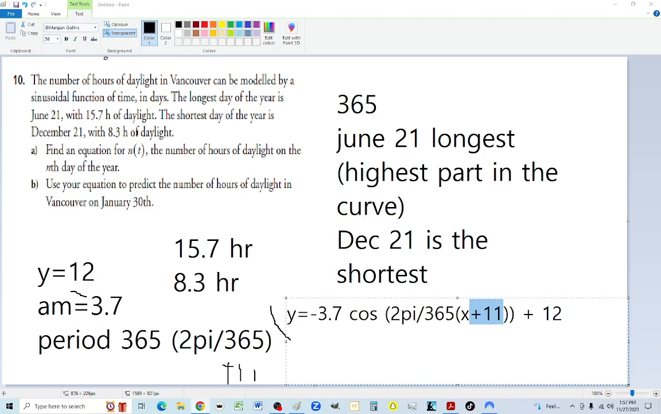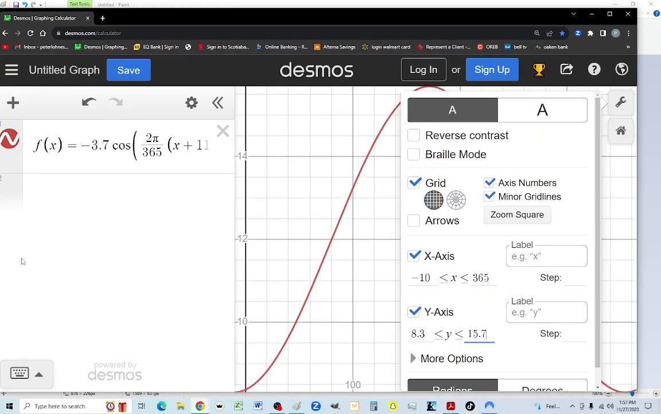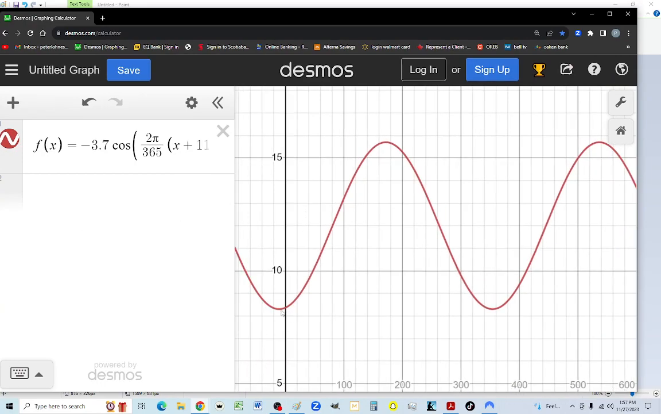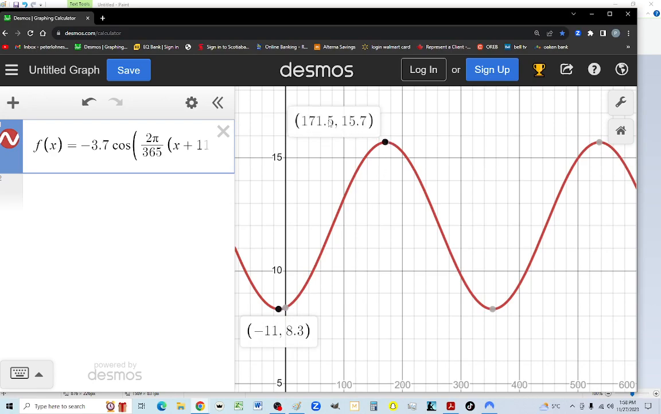Since the shortest is 8.3 and the longest is 15.7, this is what we should see. Now, the only thing that I have to be concerned about is if this is 11 days to the left. It is. So that's the shortest day, December 21st. And if this is the longest day. Now, notice that the longest day has a half unit. So that means we probably got it wrong by half a day.